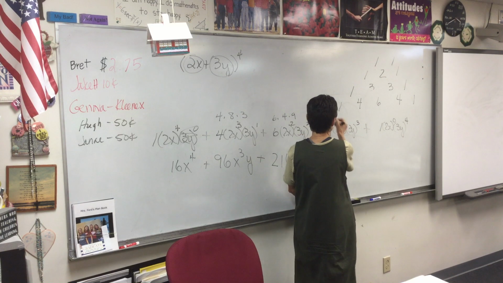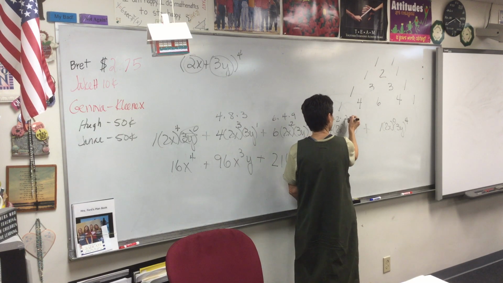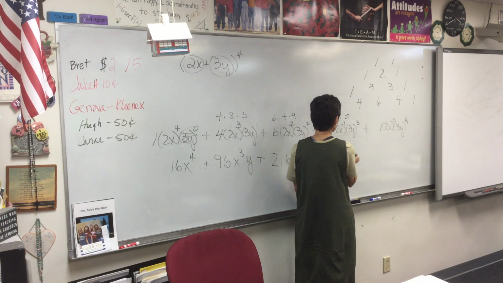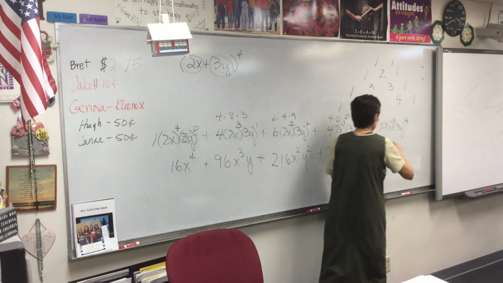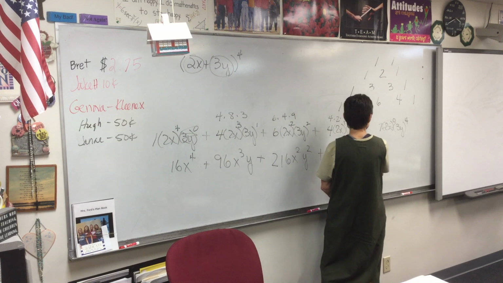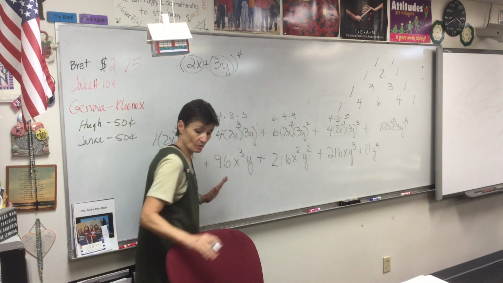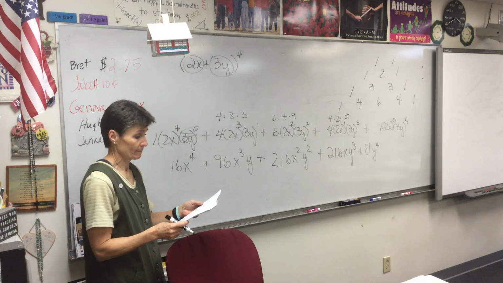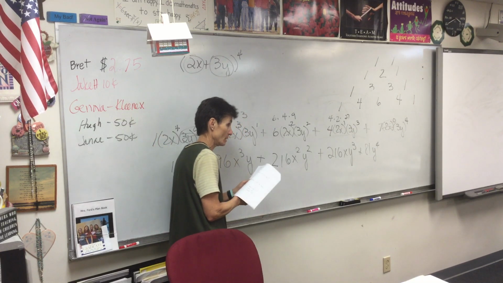Same thing here. I have a 4, a 2, and a 27. Is that another 216 xy cubed? All that, don't worry about it. Anything to the 0 power is 1, so that's going to be 81 y to the 4th. And that is the answer to the question. That's the whole answer. That whole thing is the answer. Okay?